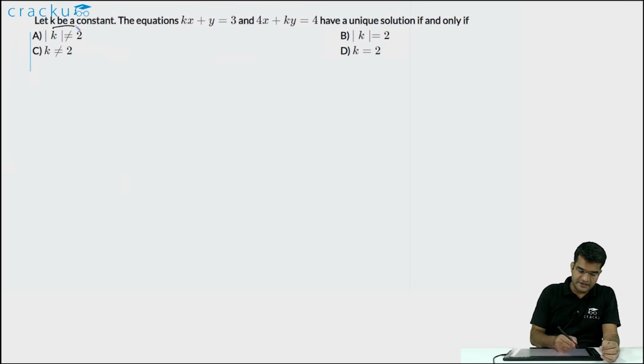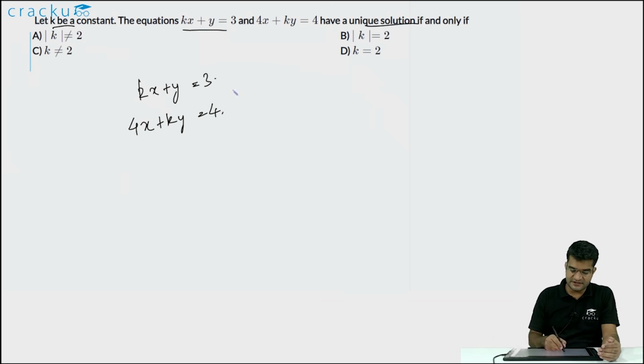In this question, we are told that k is a constant and we are given two equations. The first equation is kx plus y is equal to 3, and the second equation is 4x plus ky is equal to 4, and we are required to find out for which of these conditions does the set of these two equations have a unique solution.